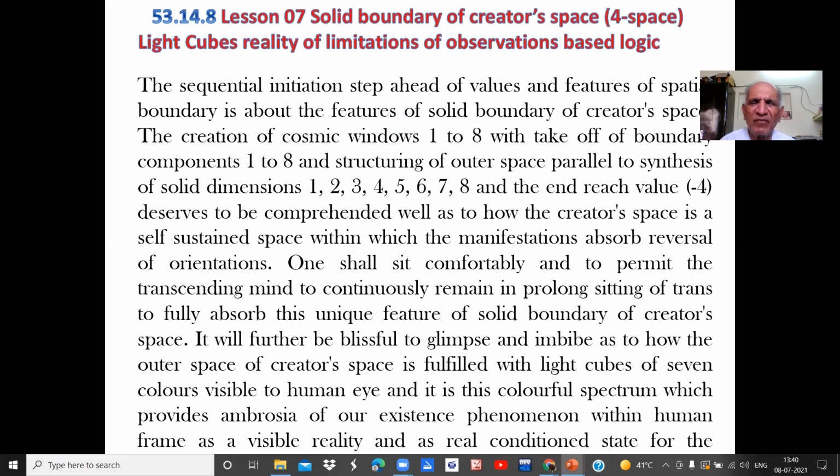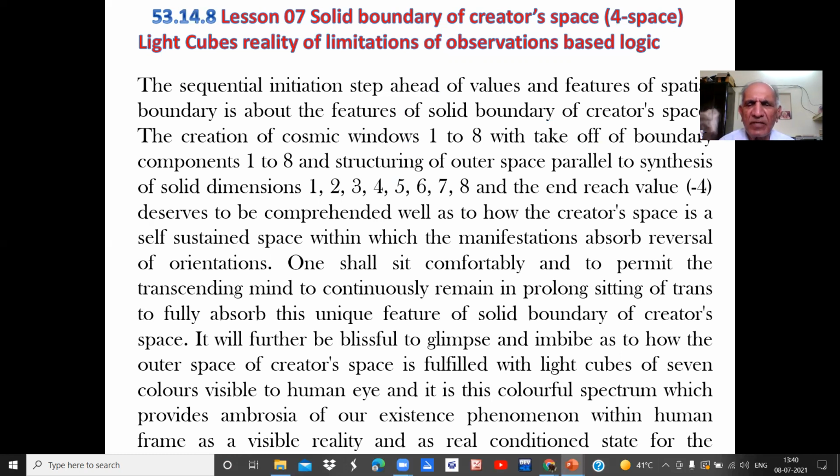The creation of cosmic windows 1 to 8, the take-up of the boundary components 1 to 8, and structuring of the outer space parallel to synthesis values of solid dimensions 1, 2, 3, 4, 5, 6, 7, 8, and the end reach value -4 deserves to be comprehended well as to how the creator's space is a self-sustained space within which the manifestations absorb reversal of orientations. One shall sit comfortably and permit the transcending mind to continuously remain in prolonged sitting of trance, to fully absorb the unique feature of solid boundary of creator space.